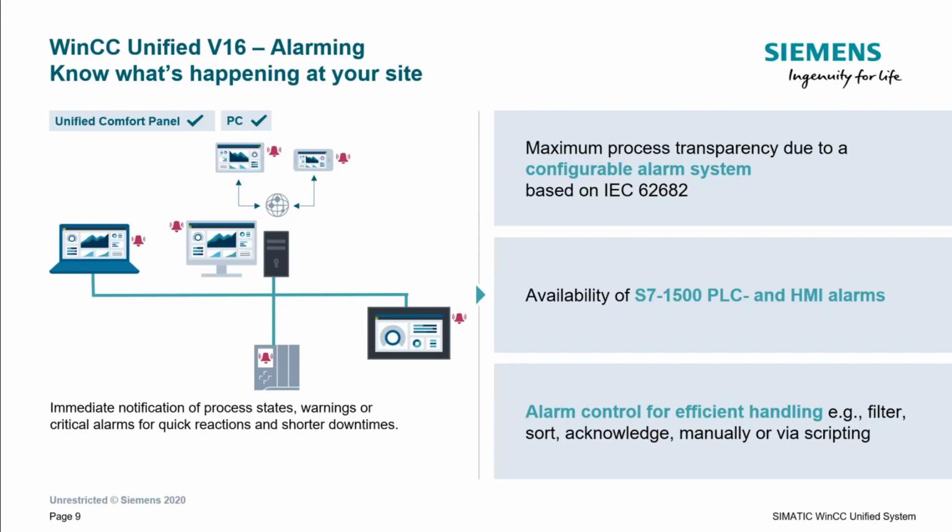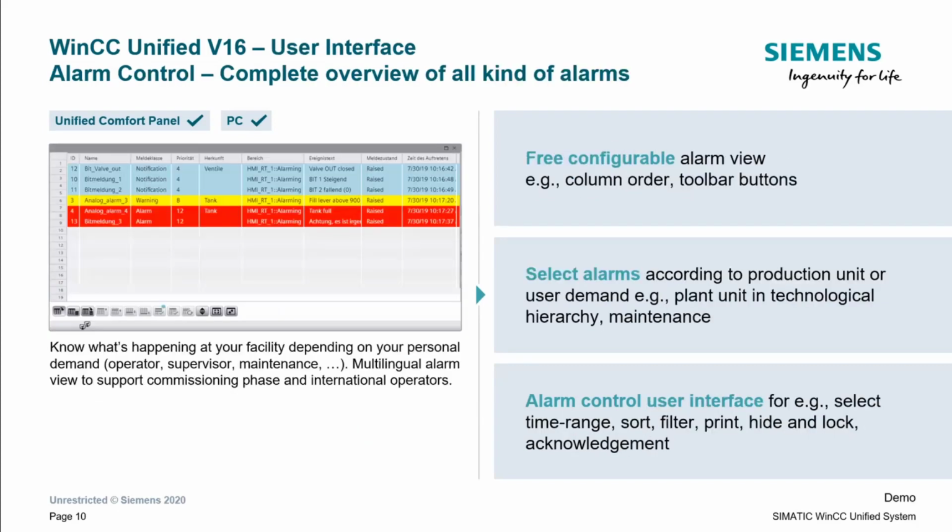So we also have an alarm control for the efficient handling of these alarms. So this is the same control within both the Unified Comfort Panels as well as the PC stations. So we can see here visually, it's very clear to see the name of the alarm, the category of the alarm, depending on the type of color perhaps. We also have timestamps down to milliseconds. So we know what the state of the machine is, we know the types of errors that we're getting, and hopefully with the descriptive texts, we can understand the problems and fix them as soon as possible.